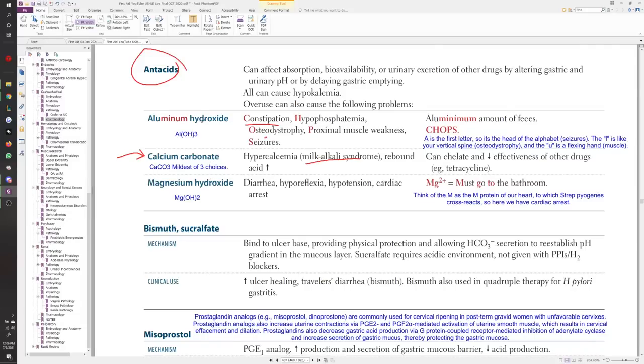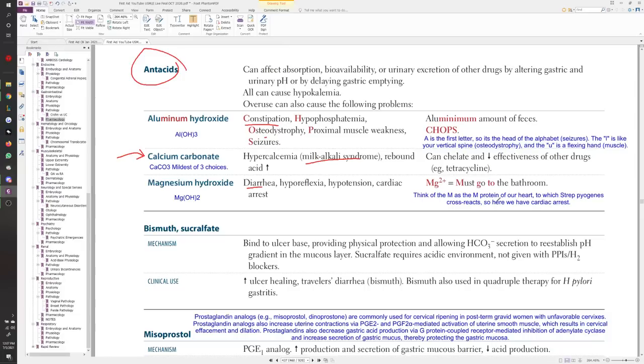But unfortunately, they do affect how much fecal matter you can get out. So aluminum hydroxide causes constipation. Magnesium hydroxide makes you really have diarrhea. And also it reminds you of magnesium, right? So you kind of have magnesium in here, which causes excess magnesium effects.